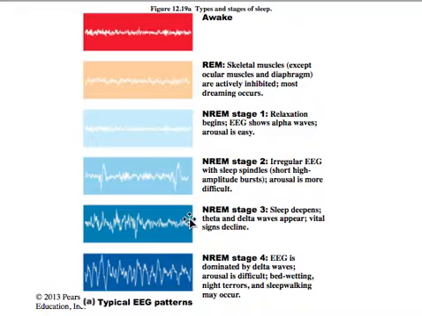So at stage 3, the sleep deepens. You start to see theta and delta waves. Your vital signs decline, and dreaming is common during this period. And in stage 4, the EEG pattern is dominated by delta waves. The skeletal muscles are relaxed. Arousal is very difficult. This is the deepest level of sleep that you can achieve.